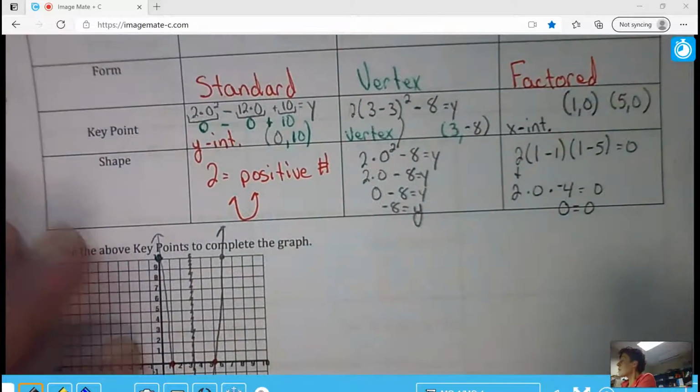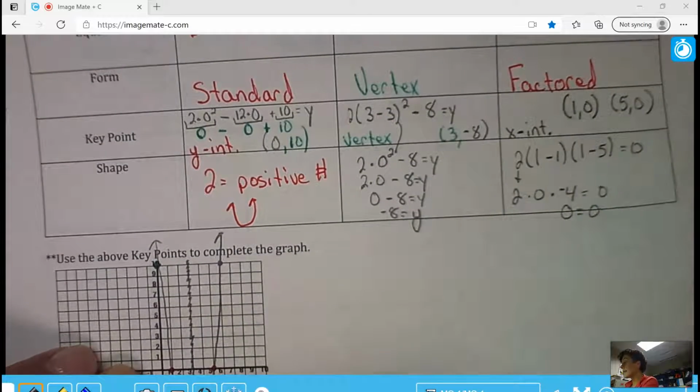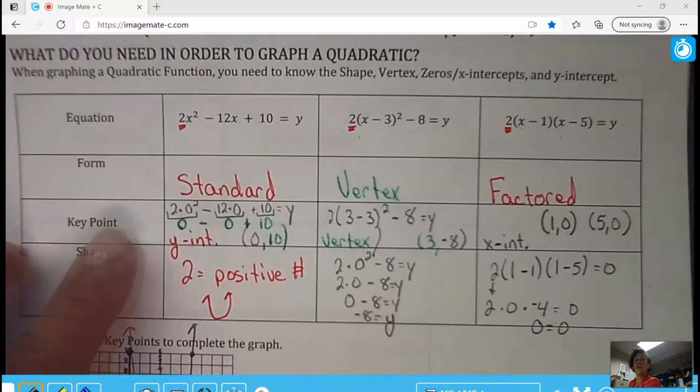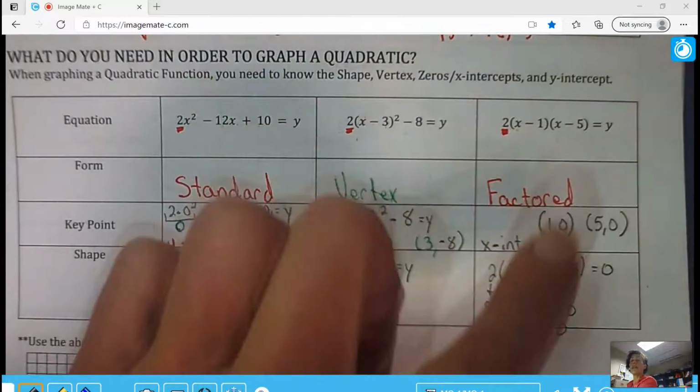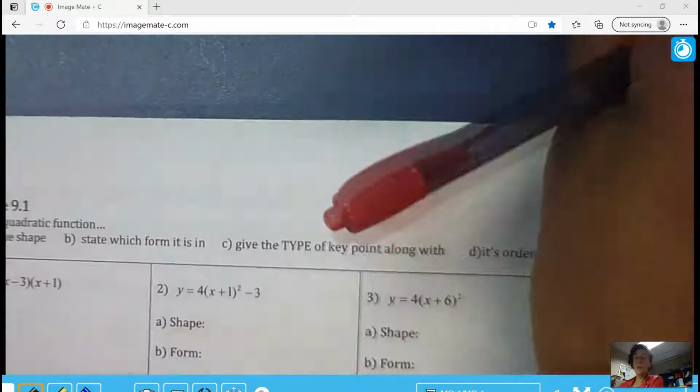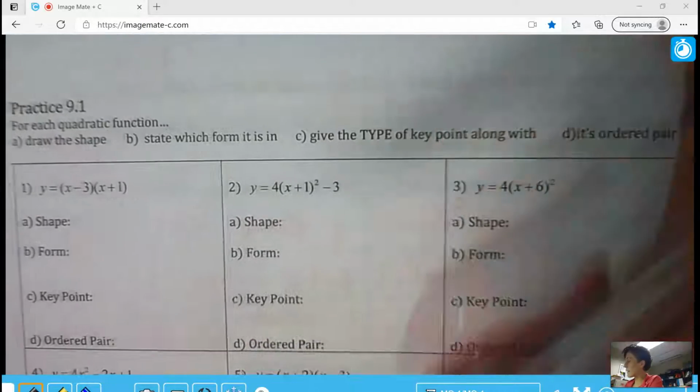All right? So what we're going to do is practice, not so much graphing right now, but just if you see the form, can you quickly tell me what you get? So that's what's going to happen here. You're going to be doing this practice, and I'm going to walk through a few of these with you, and then I'll help you get started.